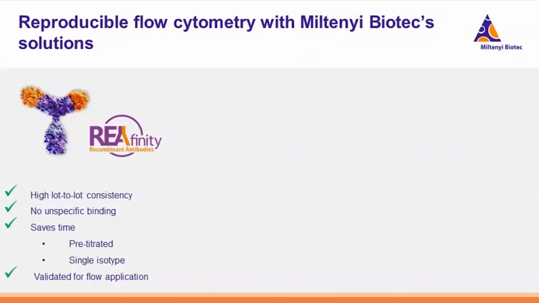To start with, our reagents are based on recombinant antibodies that we call REAffinity antibodies, and these products offer high lot-to-lot consistency. Our antibodies give no unspecific binding in your assay. It also allows you to save time, as our antibodies are already pre-titrated, and you only need a single isotype control. And we ensure the validation of all our flow antibodies with respect to their application.